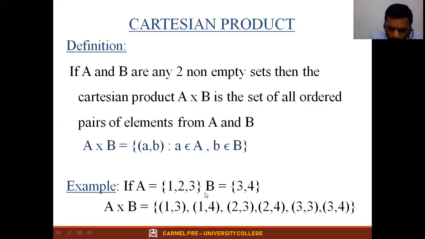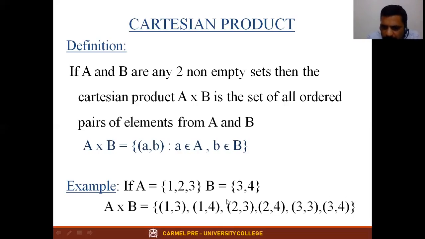These are all pairs. They are not just pairs, they are ordered pairs. What is the order in all these pairs? The first element is from the set A and the second element is from the set B. Next, there is one more keyword. What is the keyword here? All. That means not even one element is missed out here.